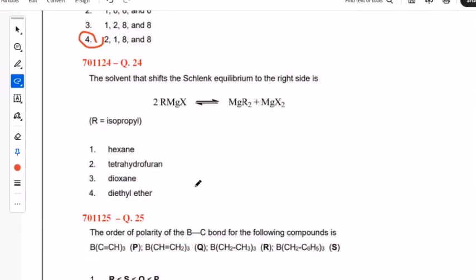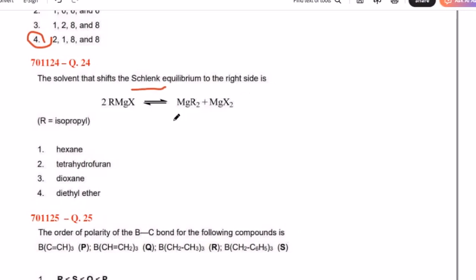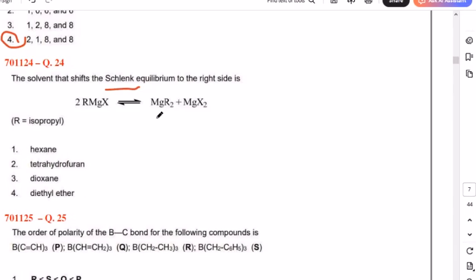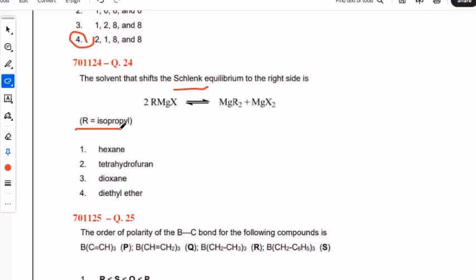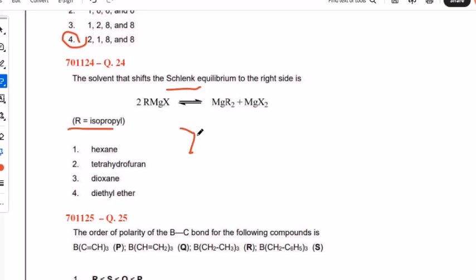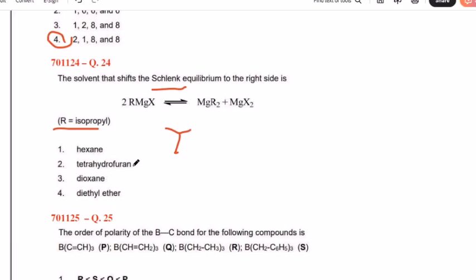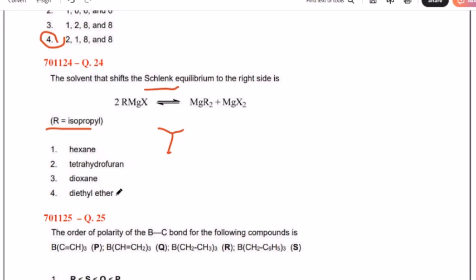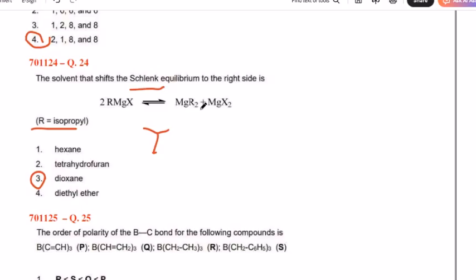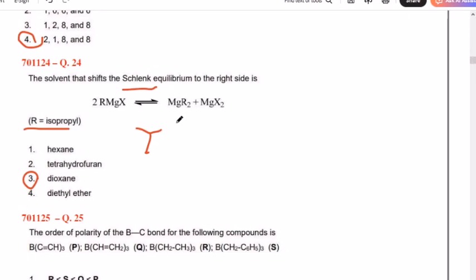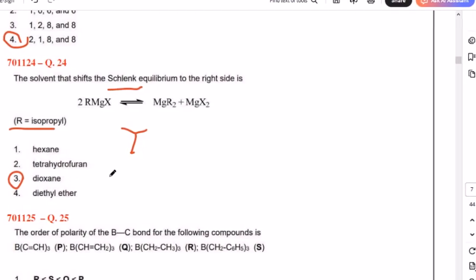Next, question number 24. The solvent that shifts the Schlenk equilibrium to the right side, RMgX giving rise to MgR2 plus magnesium halide, where R is isopropyl, is... the options are hexane, tetrahydrofuran, a cyclic ether, and diethyl ether. If you use dihexane, it is going to form dialkyl magnesium. It is going to form this unwanted product. So you are not supposed to use dihexane for this Grignard reaction.